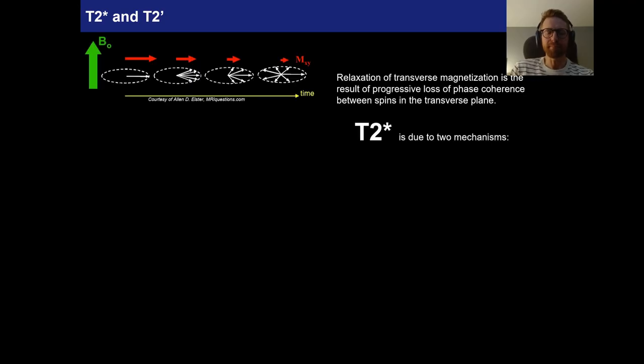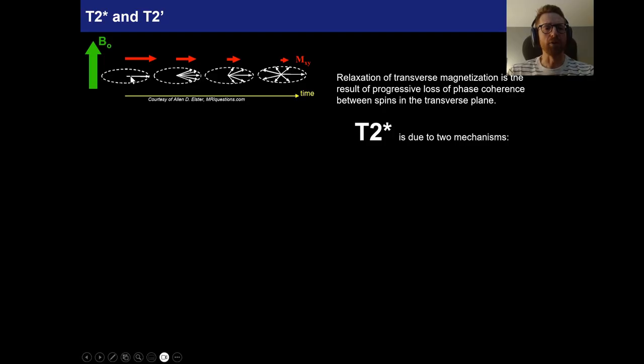So now that we understand the electromagnetic spinning top model of the hydrogen nucleus, we understand phase coherence, we can understand these related time constants of T2 star and T2 prime. So relaxation of transverse magnetization is the result of progressive loss of phase coherence between spins in the transverse plane. So that's what's illustrated in this diagram, which I borrowed from Alan Elster.